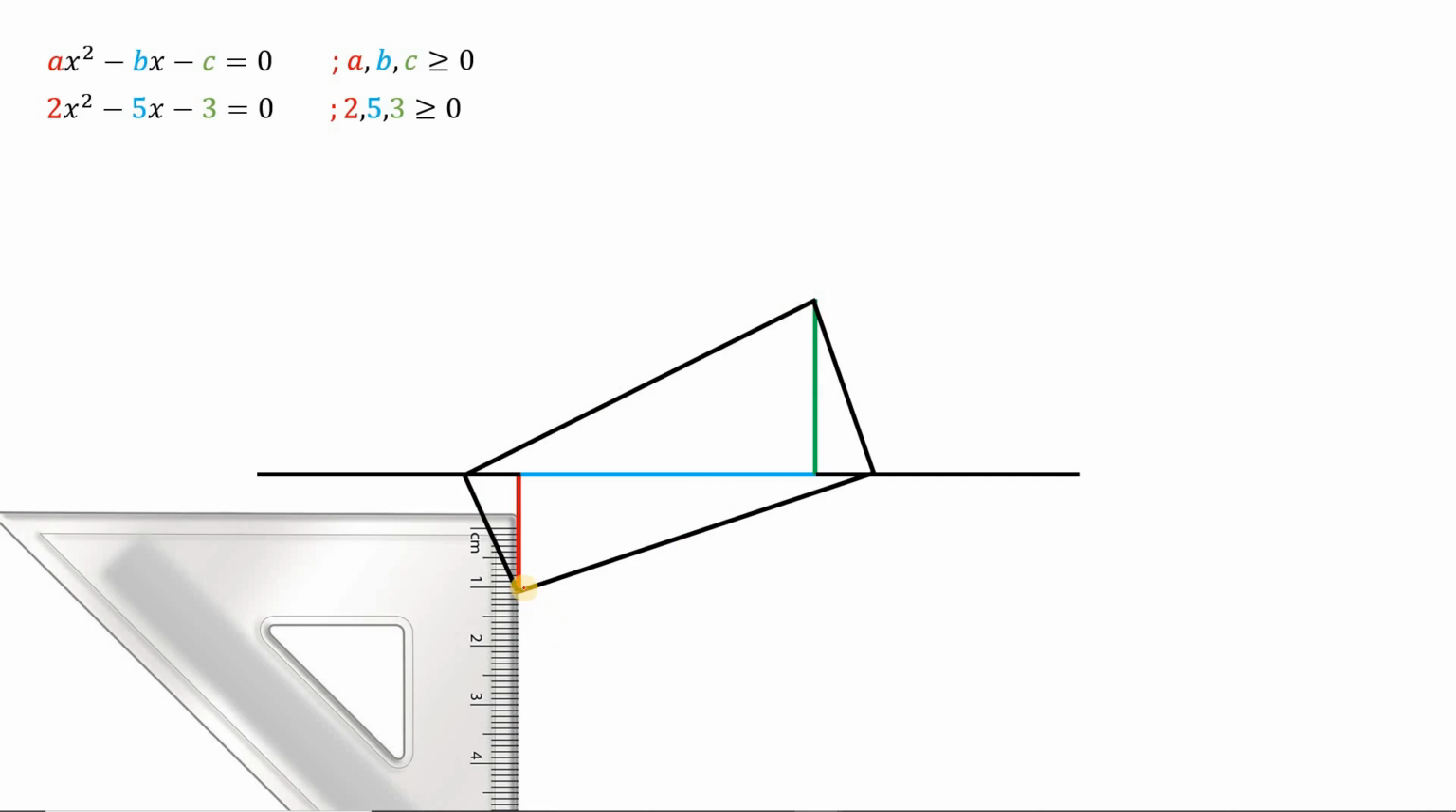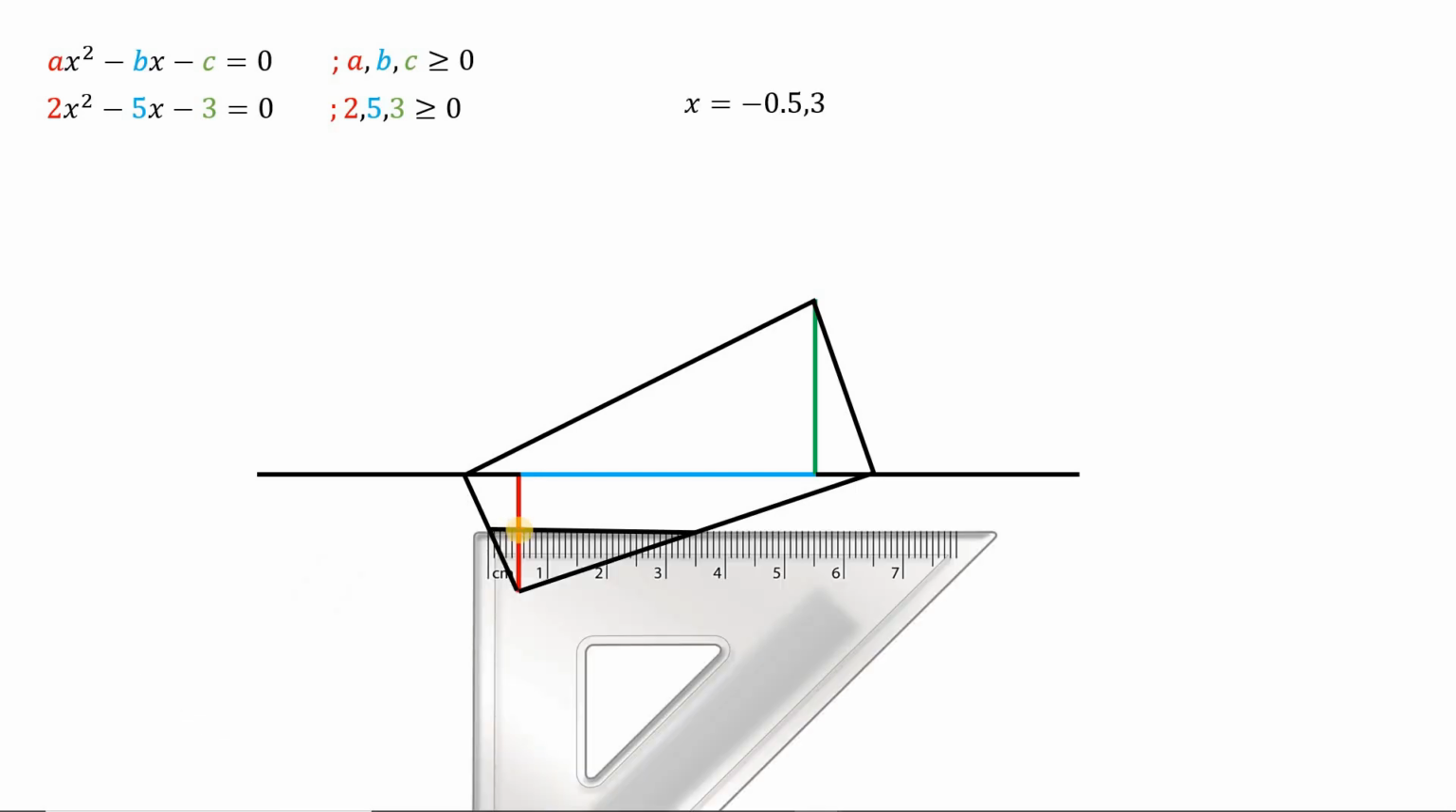Then at last we mark a point at a distance of 1 unit from the bottom part of the red line. So this will be the point. Then we draw a horizontal line in this. Then we measure the distance of these two lines, this and this, and found the length to be 0.5 and 3. Since 0.5 is on the left side of the red line, hence this will be negative, and 3 is on the right side of the red line, hence it will be positive, which will be the two solutions.